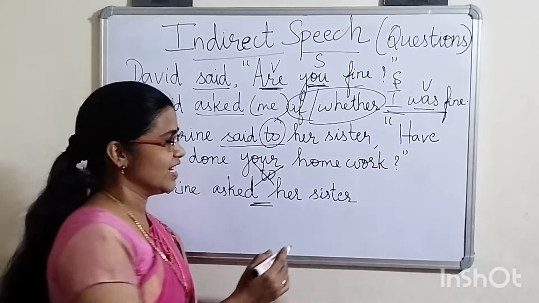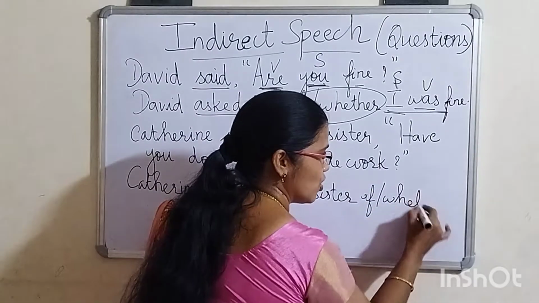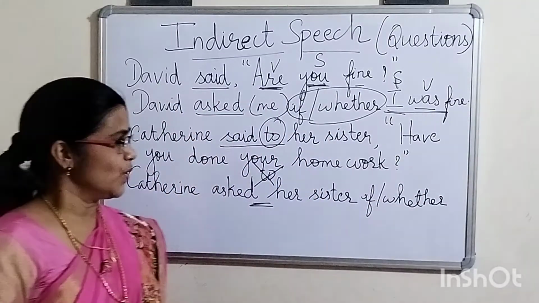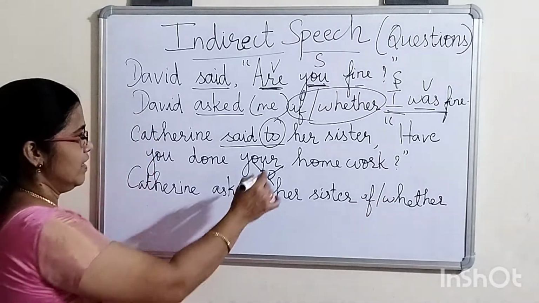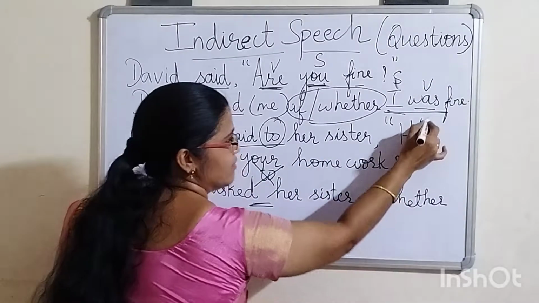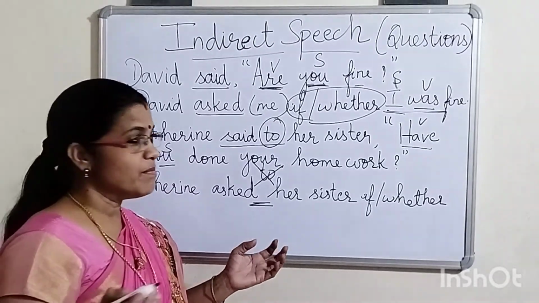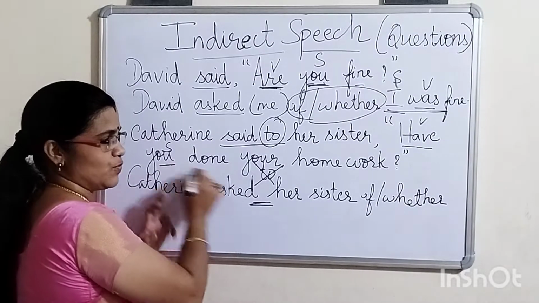And I told you the connective that you can use is either if or whether. Okay, that's your choice. You can use any one. The meaning is the same. Okay, so Catherine asked her sister if. Now look at the word order. This is a verb and you is a subject. Again, the thing that you have to remember is to change the word order. So what do you have to do? You have to place the subject before the verb.